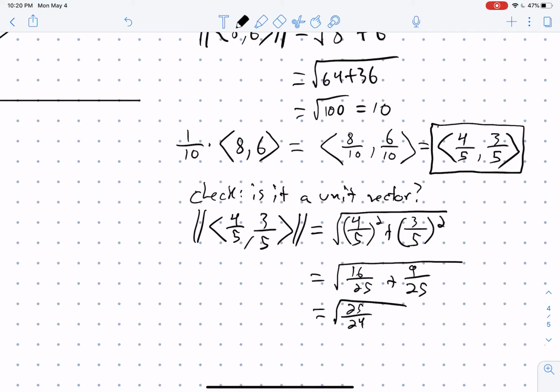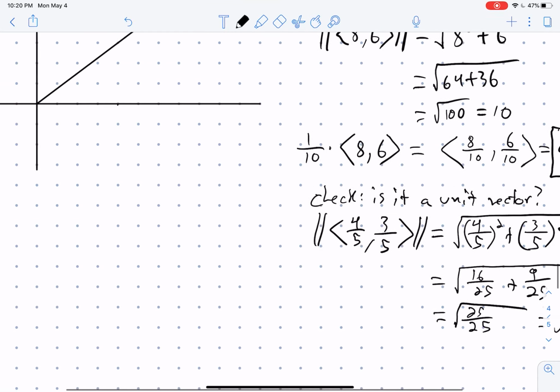Oops, I wrote 24, which is not what I meant. Let's get rid of that. There we go. 25 over 25. And those, of course, cancel and give us the square root of 1, which is equal to 1. So this is a unit vector, because a unit vector is just a vector whose length is 1.